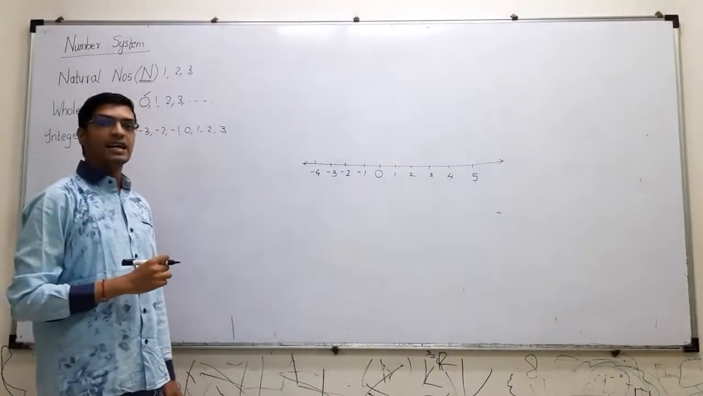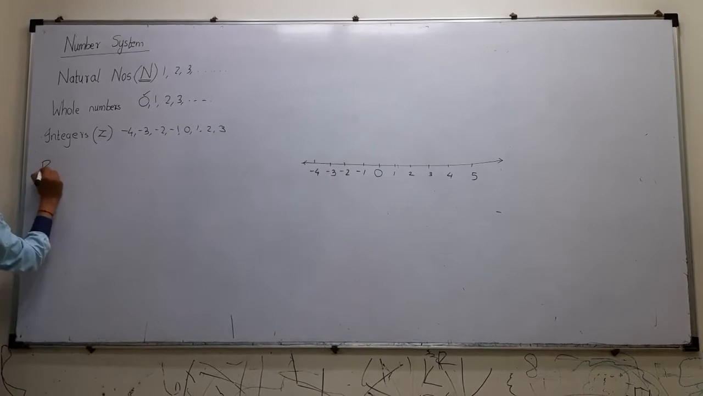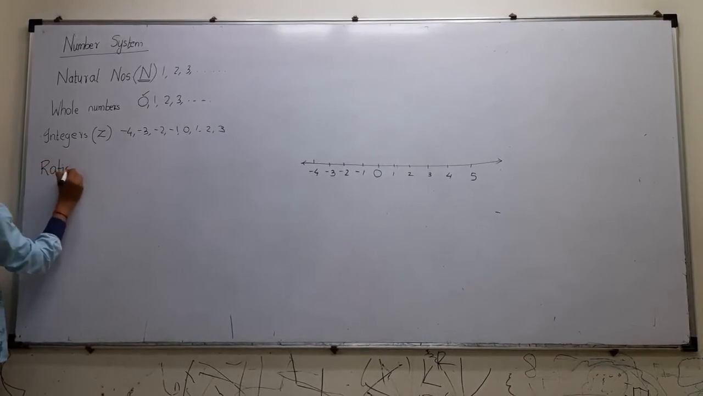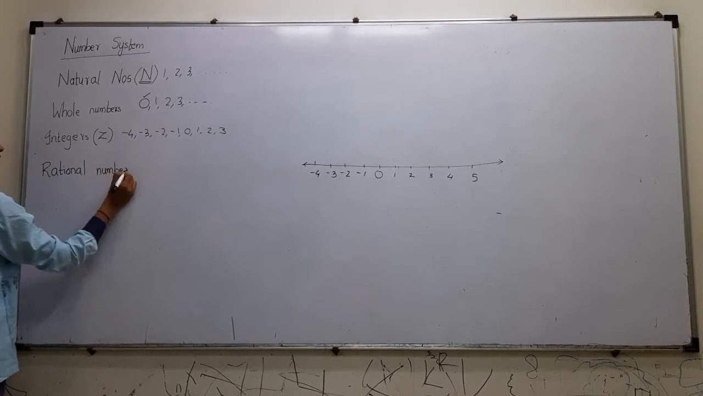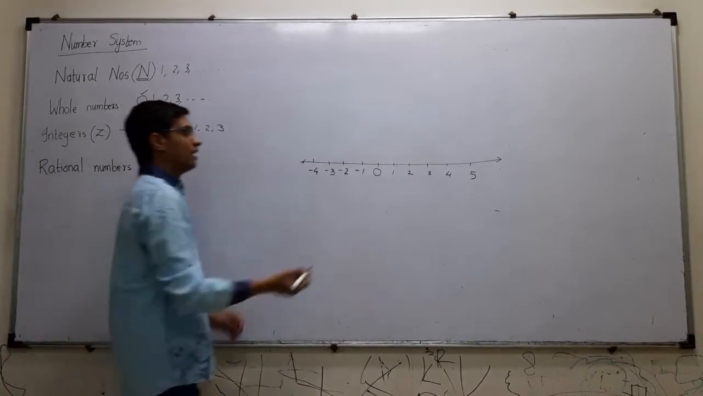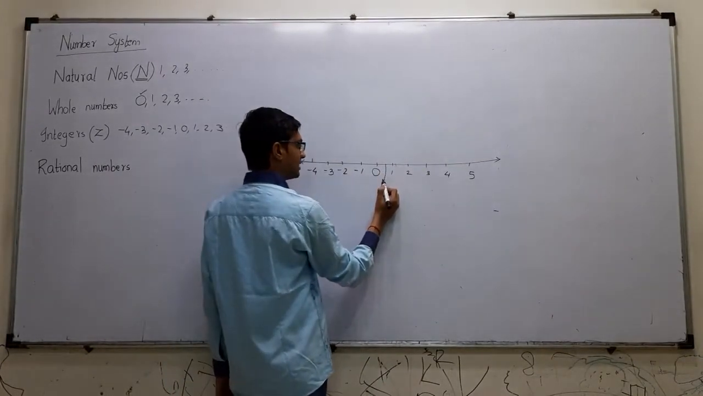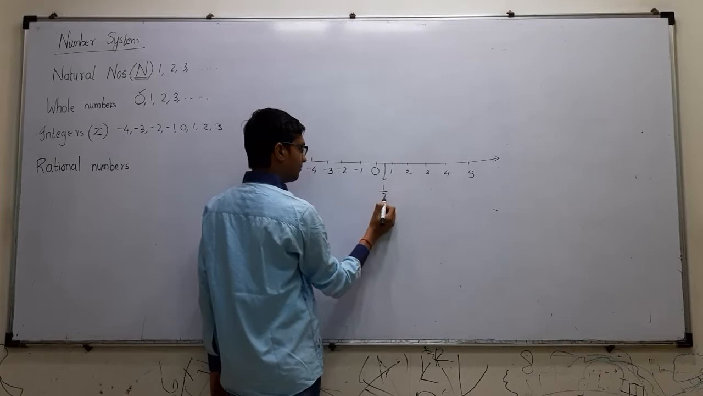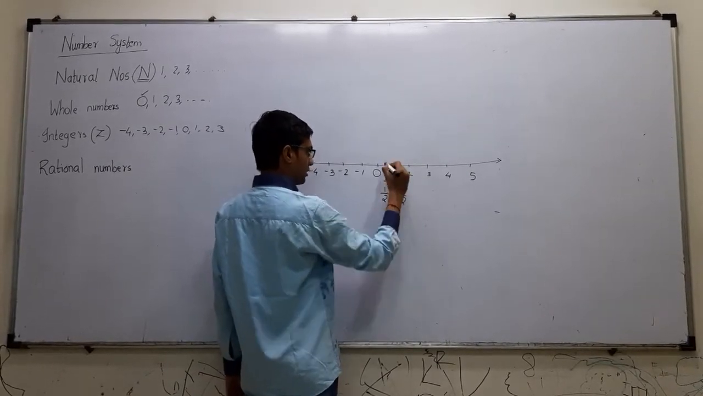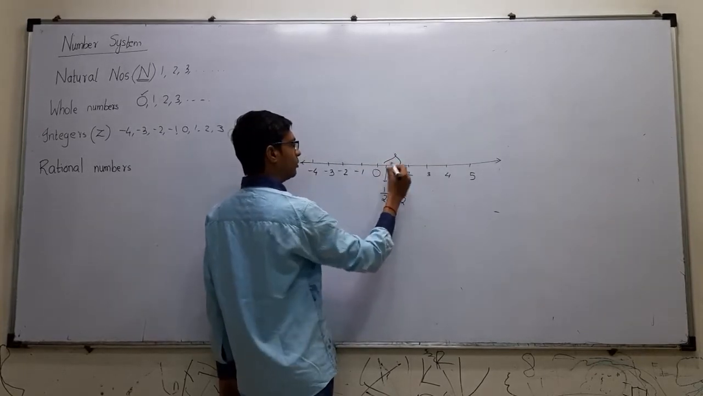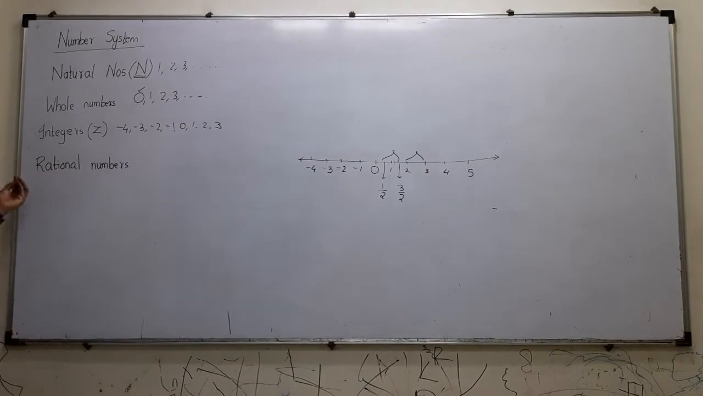What do you call it? An integer line. Now we also had studied rational numbers. If I talk about the integer line, between 0 and 1 or between 1 and 2, there are many numbers. I can say that between 0 and 1 there is a number half. Between 1 and 2, there is a number 3 by 2. So there are millions of numbers between 1 and 2, between 2 and 3. Those numbers are called rational numbers.